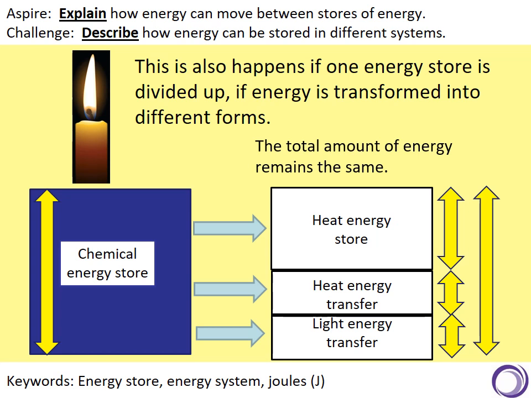So if I put a value and I say that we start off with 100 joules of chemical energy in that candle to start with, so 100 joules chemical energy stored, and then we end up with the candle getting hot, and that's 50 joules worth in the heat energy store, then we might have 25 joules that's been transferred away through conduction, convection and radiation for the heat energy transfer, and that must mean that we've got 25 joules transferred away as light energy. Same amount of energy at the start as at the end.